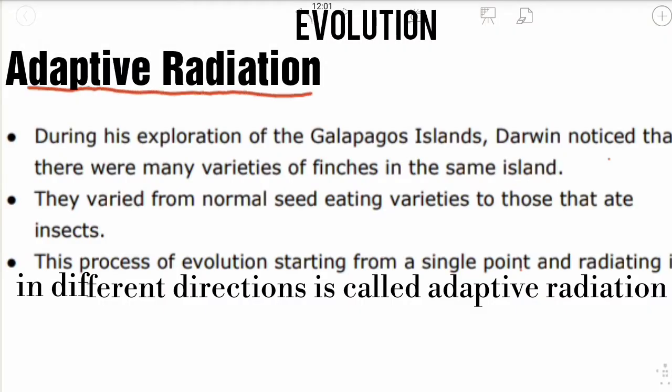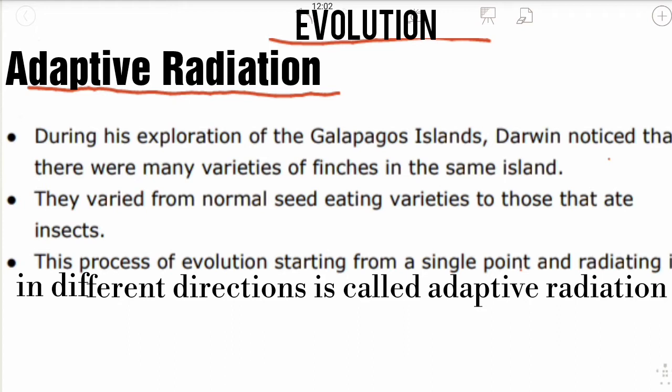Adaptive radiation. This topic is taken from the chapter on evolution. This is the easiest topic. During the journey of Darwin, he observed an amazing diversity of creatures. As Darwin was interested in roaming and wanted to give some conclusion, he had done a lot of work. So let us understand.